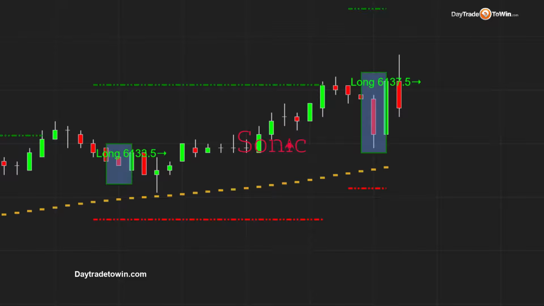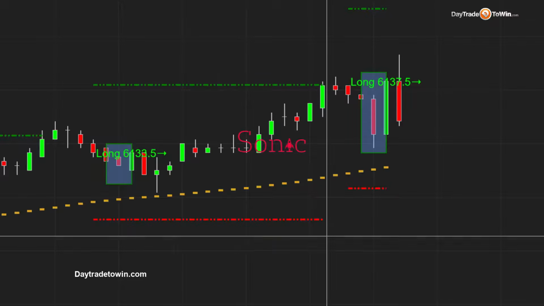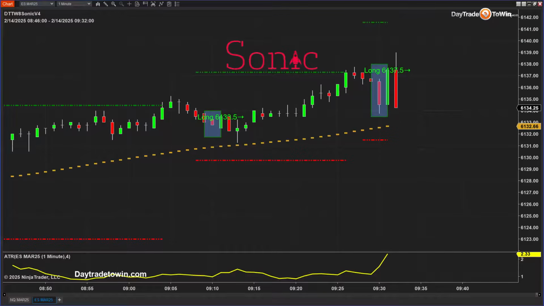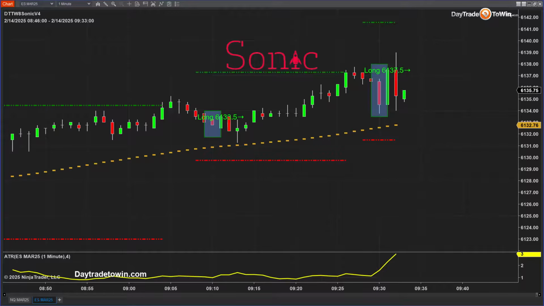61.3750 is the entry. Now, I like to get a better price. You can see the market's retracing, a little volatility here right as the market opens. So obviously, why not get a better price? It's something that we teach. Why not get a better price than the actual 61.3750? So here's your opportunity to do that, which means smaller stop as well as a larger profit target.